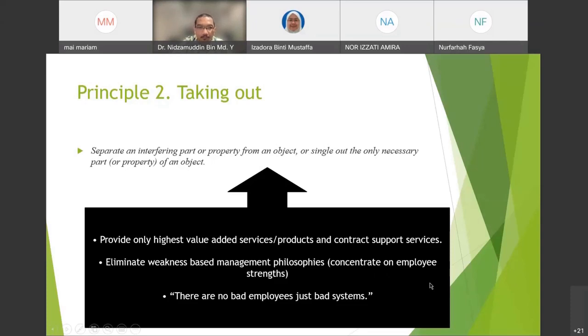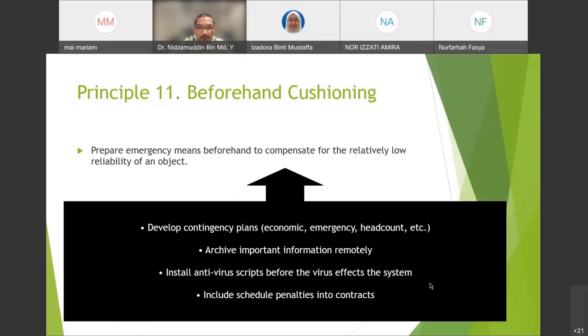Okay, another example. Beforehand cushioning. In technical terms, it's a prepared emergency means beforehand to compensate for the relatively low reliability of an object. But we can use the same principle in management or business applications. For example, develop contingency plans, economic emergency, headcount, etc., or achieve important information remotely, or install antivirus script before the virus affects the system, or include schedule penalties into contracts.